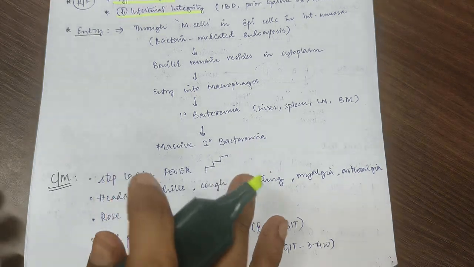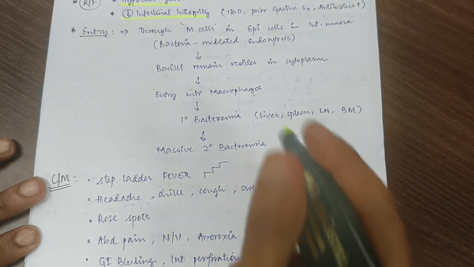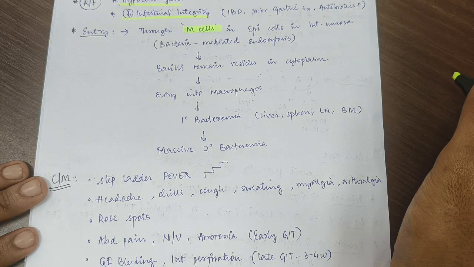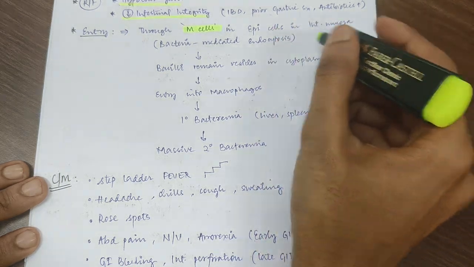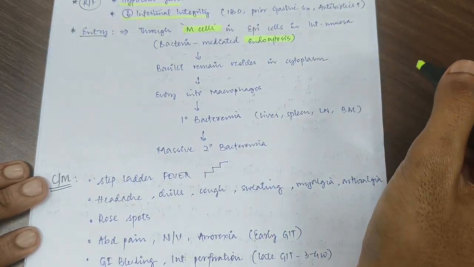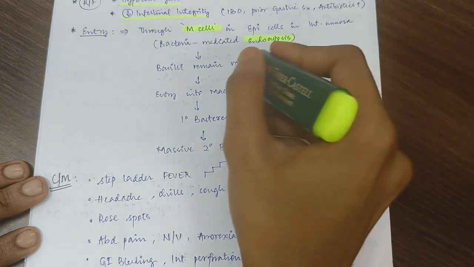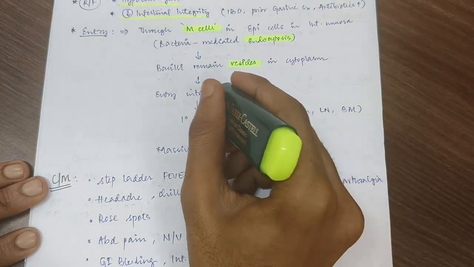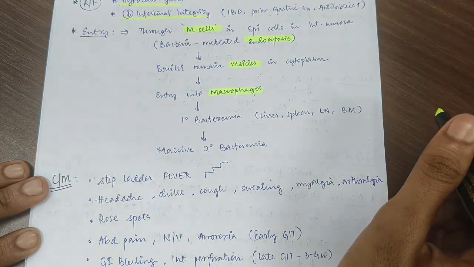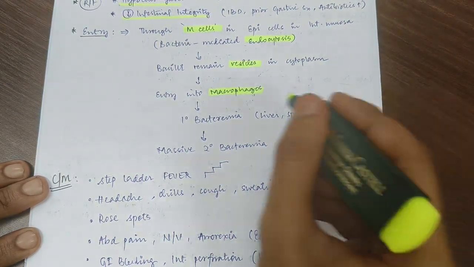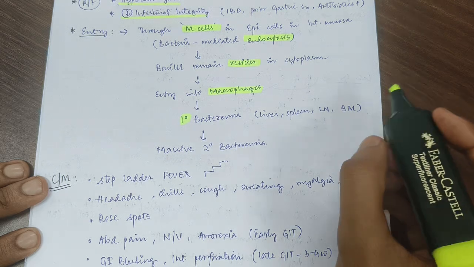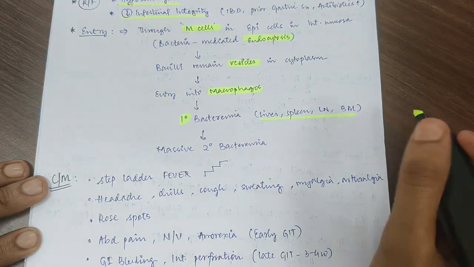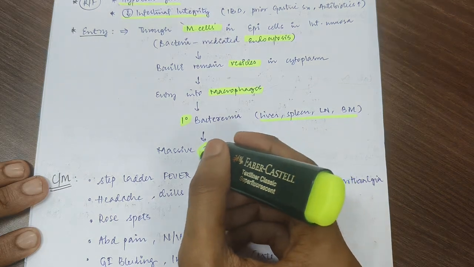Coming to the entry, so how will the entry be gained? It is through M cells. Okay, M cells in the epithelium are going to be breached by an endocytosis mechanism. Once the bacilli enter inside, they form vesicles. Okay, they form vesicles. After forming vesicles, they enter into the macrophages, and the macrophages are going to be taken into the blood via monocytes, causing primary bacteremia. Mainly the organs involved are liver, spleen, lymph node, and bone marrow. And secondary bacteremia.